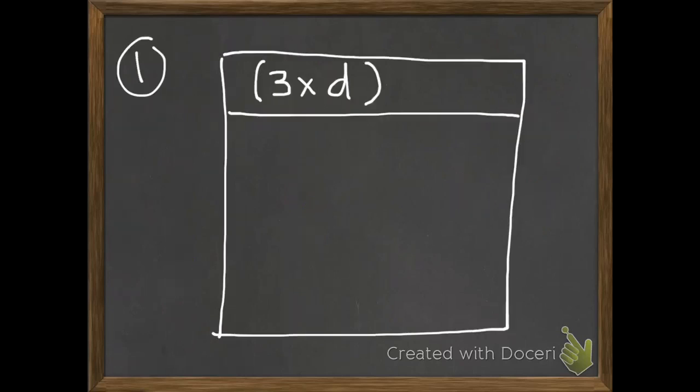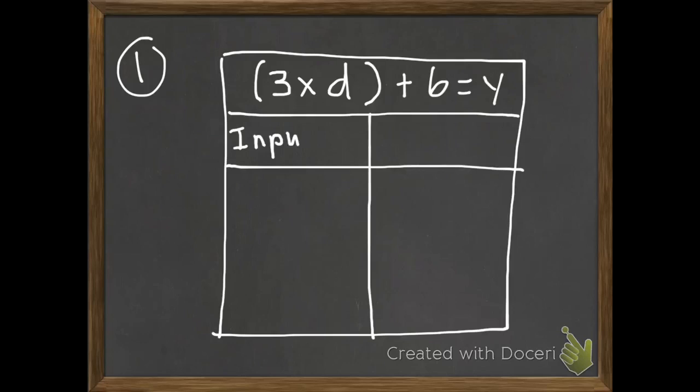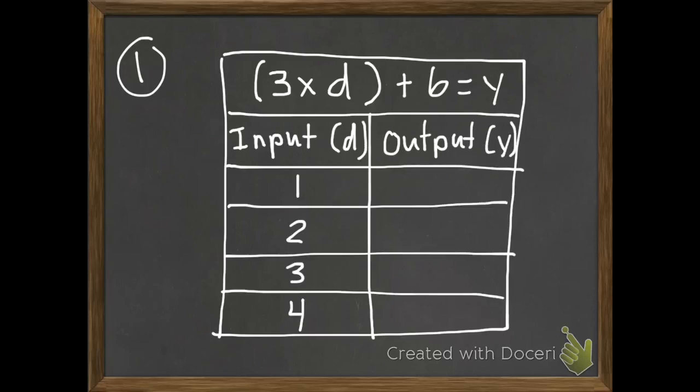Okay, here's your first problem to do on your own. So we've got our input of d, our output of y. Made sure I kept my variables correct this time. So we've got an input of 1, an input of 2, an input of 3, an input of 4. Figure out what the output is.